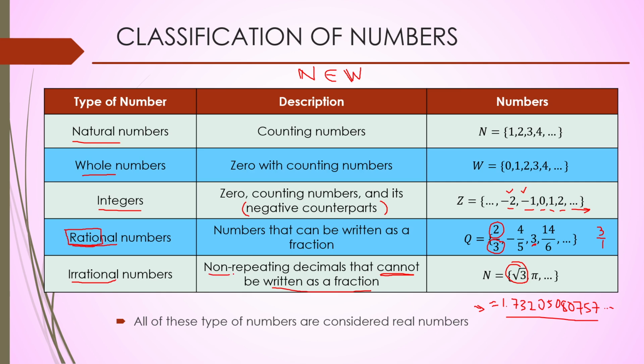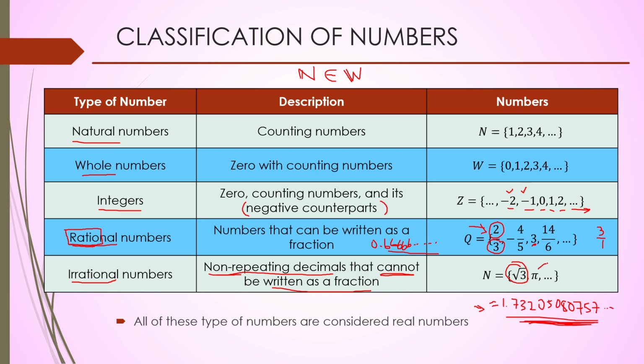It is a non-repeating decimal. For the fraction earlier, for example, 2/3, if we write it as a decimal, it will become 0.66666 and so on. The digits behind here are repeating. But here we have non-repeating numbers after the decimal, so it means that it cannot be written as a fraction.